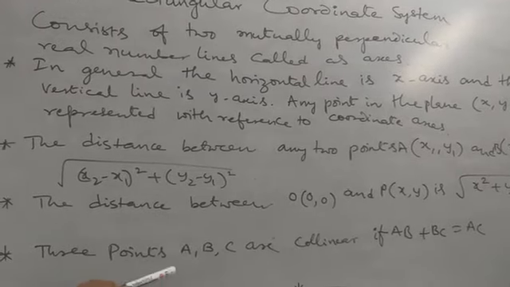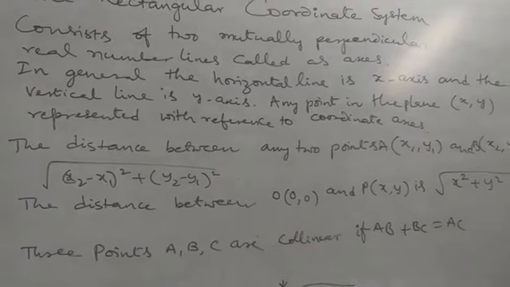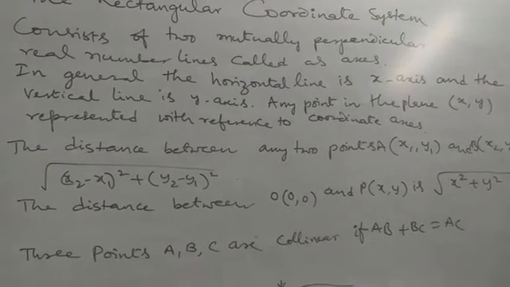3 points A, B, C are collinear if AB plus BC equal to AC.